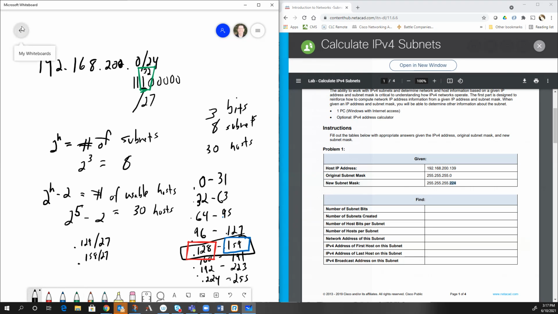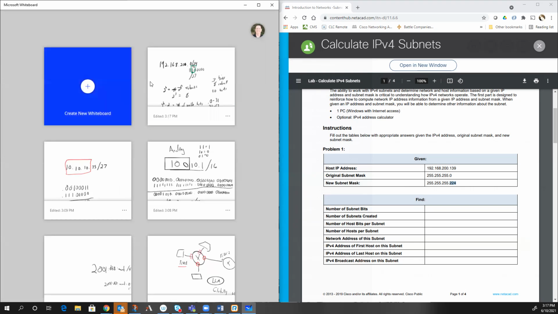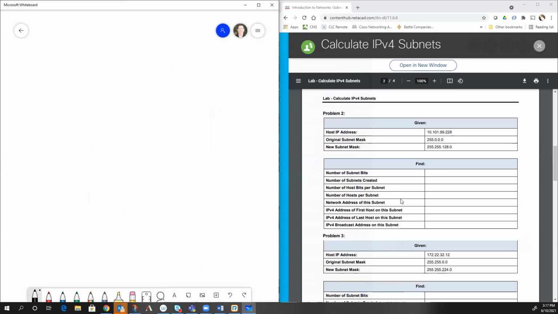Excellent question. So let's go back and make another whiteboard here. Let's look at this second one. This second one is asking you to look at a 10 network. It's asking you to look at the network 10.0.0.0/8, okay? Because that's what this original mask was.